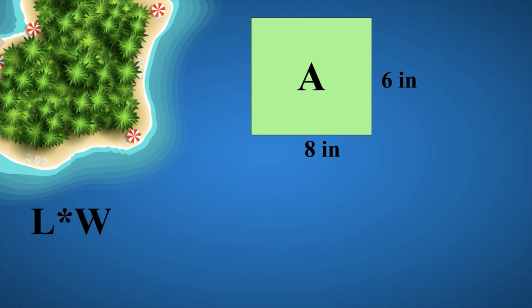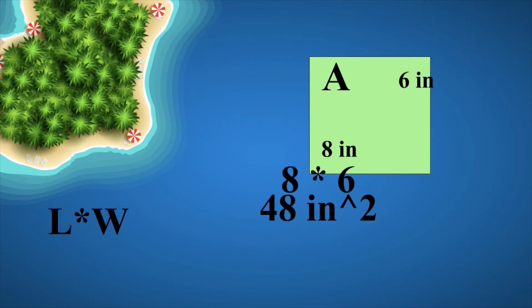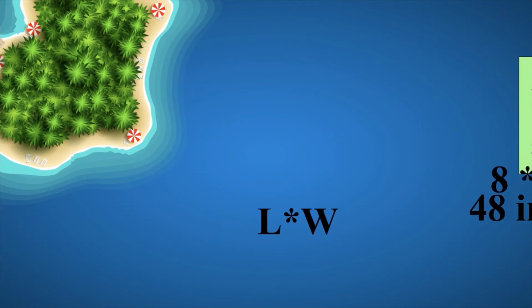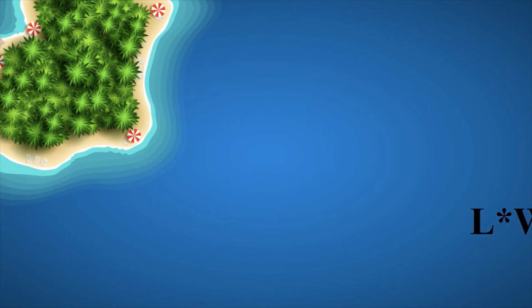And we know that we multiply the length times the width to get our area. So all we have to do is multiply 8 times 6 to get our area, which will be 48 inches squared. And now let's take a look at our half circle, which is a little more complicated, but we can get it together.